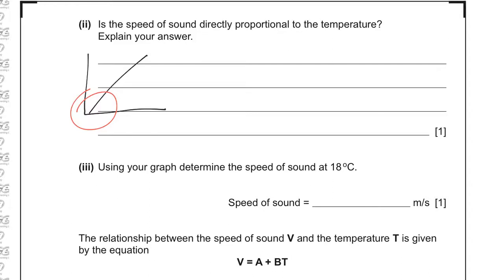Using your graph, determine the speed of sound at 18 degrees. Okay, so what we do is, if you have a look at your graph, you go up the 18 degree line and you take it across and see where that hits the speed axis, and you should find that the speed comes out to be about 343 meters per second.